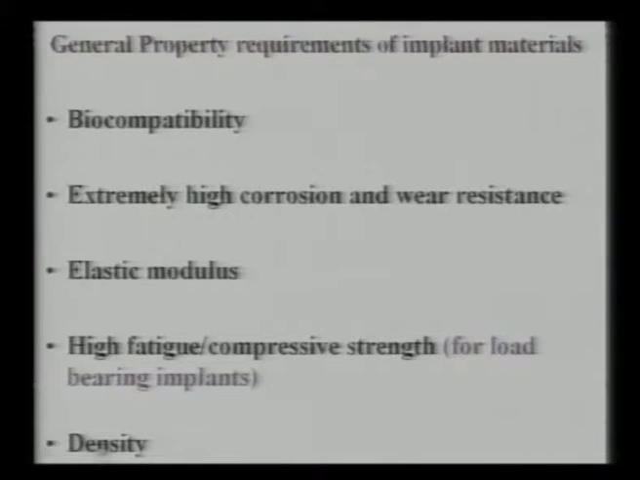Now, the general property requirements of implant materials, as I have been mentioning right from the beginning: biocompatibility is the most important property that a material must have before it can be used for biomedical applications. You have now broadly understood what is meant by biocompatibility, what the textbook definition of biocompatibility is, and how it is properly defined.